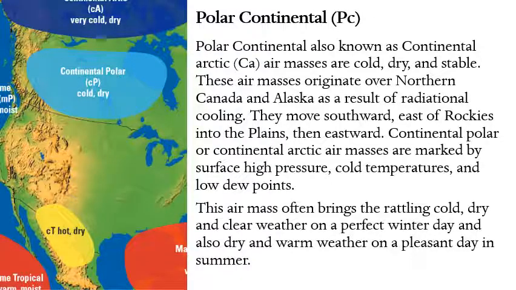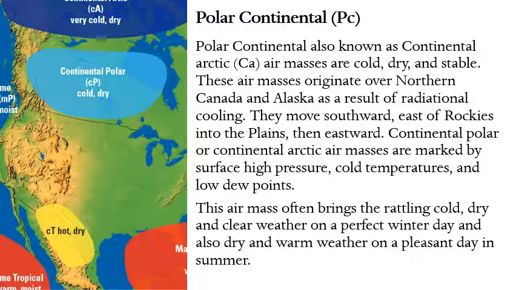Another type of air mass is the polar continental air mass or PC. It is also known as continental arctic air mass or CA, and these air masses are cold, dry, and stable. These air masses originate over northern Canada and Alaska. As a result of radiational cooling, they move southward east of the Rockies into the plains, and then eastward. Continental polar or continental Arctic air masses are marked by surface high pressure, cold temperatures, and low dew points.